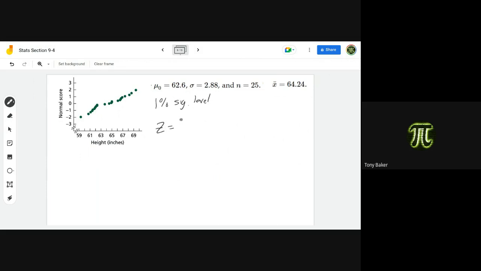So that is my sample mean minus my population mean divided by my standard deviation divided by the square root of the sample size. So I've got 64.24 minus 62.6 divided by 2.88 divided by the square root of 25.